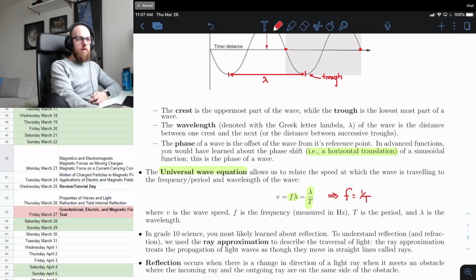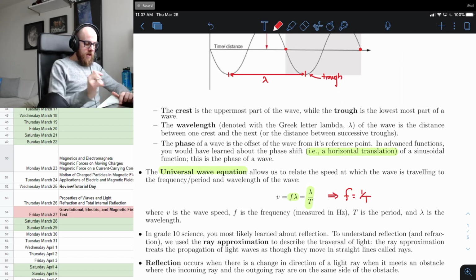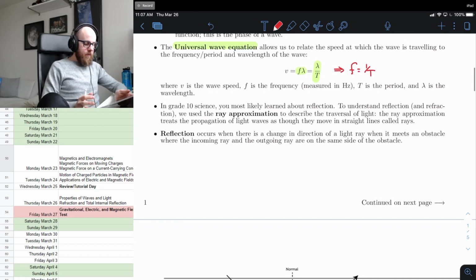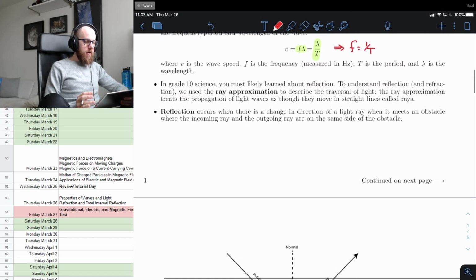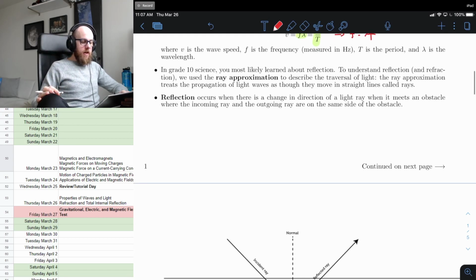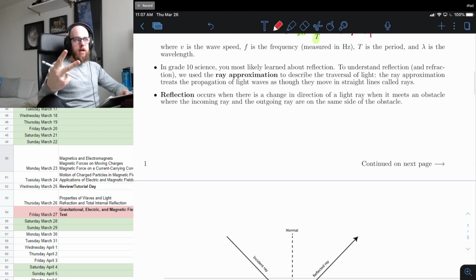Okay, so we'll practice the wave equation in a second here. Just a few more quick little definitions. Going all the way back to the physics unit of grade 10 science, you most likely focused on two main things: reflection, where you probably drew a whole bunch of ray diagrams on mirrors, and refraction. Those are the two big things we learned about, and we're going to summarize them today.